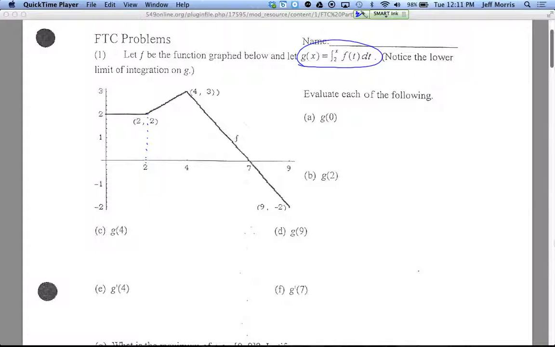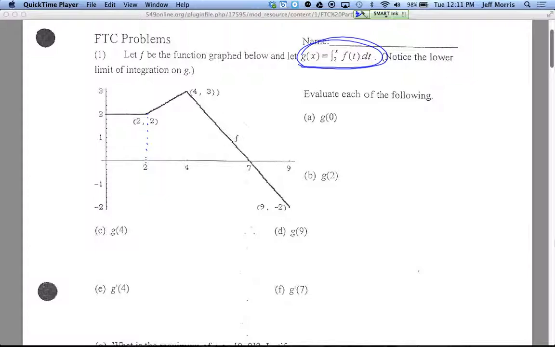Part A, evaluate each of the following. A through D are just going to evaluate the function g at a particular x value. Now, g of 0, here's the mistake a lot of people make. They think, okay, g of 0, that means I'm going to go over here to 0 and figure out what the y value is. No, that's not the graph of g. What is that the graph of? F. To calculate g of 0, I've got to plug it into my function.